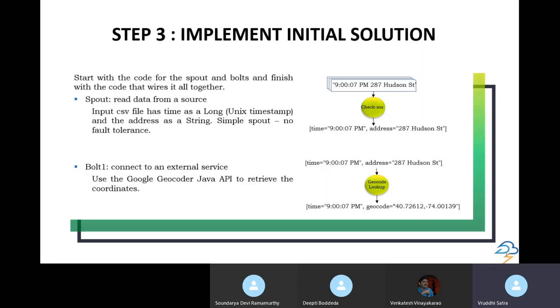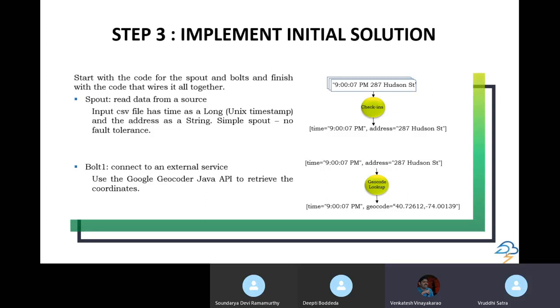Next, in the bolt, we need to convert our addresses into geo coordinates. So we use the Google Geocoder Java API to convert these addresses to latitudes and longitudes. There is also one other important thing here. We are interested in scaling our system, so obviously we expect more workers to come in and more tasks to be created. That means several instances of bolts running at the same time, so we want to ensure that each tuple can be processed meaningfully.